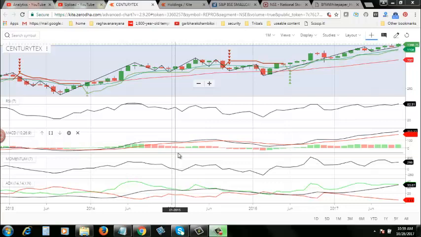Today we are going to do the technical analysis for Centurytex stock. The stock has been in the news for its continuous price rise, and it is making a lot of money for the investors. So I felt the need to do the technical analysis for the stock.